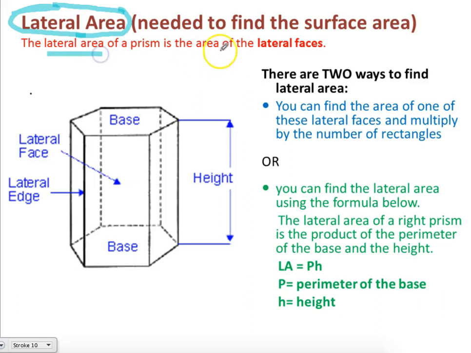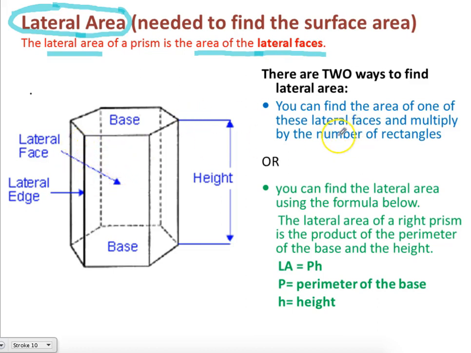So the lateral area of a prism is the area of all the lateral faces. The lateral faces are all those parallelograms that attach those two specific types of bases. Remember, we just chatted about how every prism will have two specific base shapes, and then all the other faces will be parallelograms. So when we add up the area of all those parallelograms, we're finding the lateral area. So there's two ways to find lateral area.